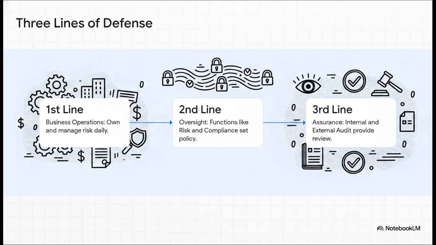The first line is the business itself. The folks making loans and trades. They own the risk. The second line is the oversight crew, like the risk and compliance departments, who set the rules of the road. And that third line? That's your independent assurance, the auditors who check to make sure the whole system is actually working. It's all about checks and balances.